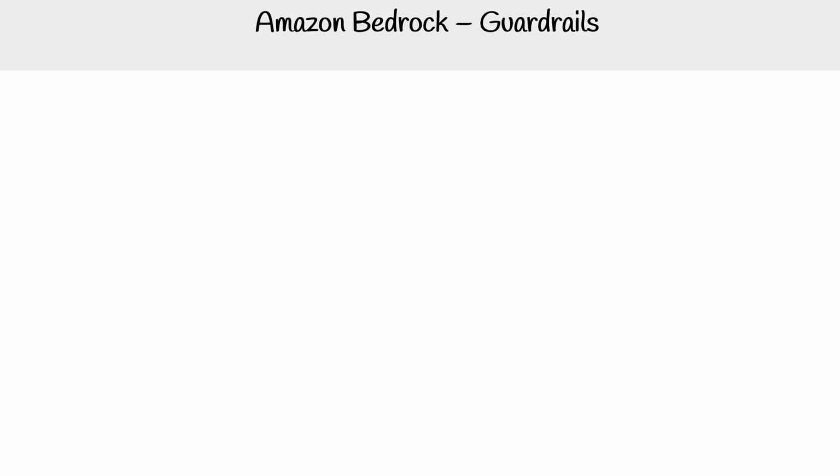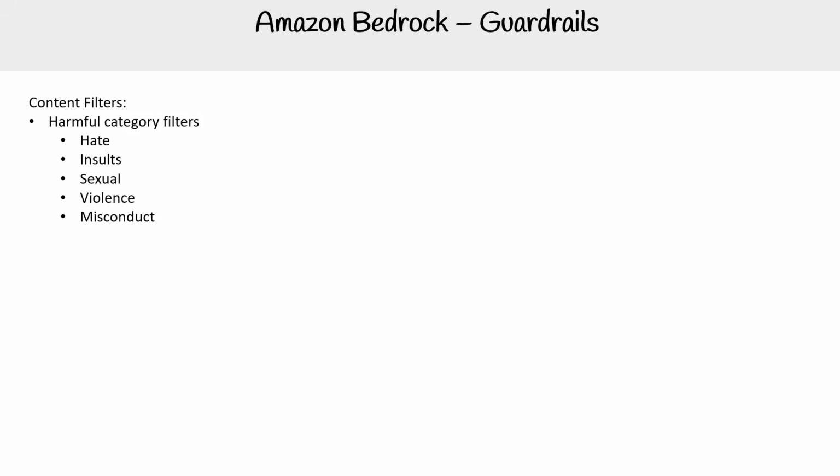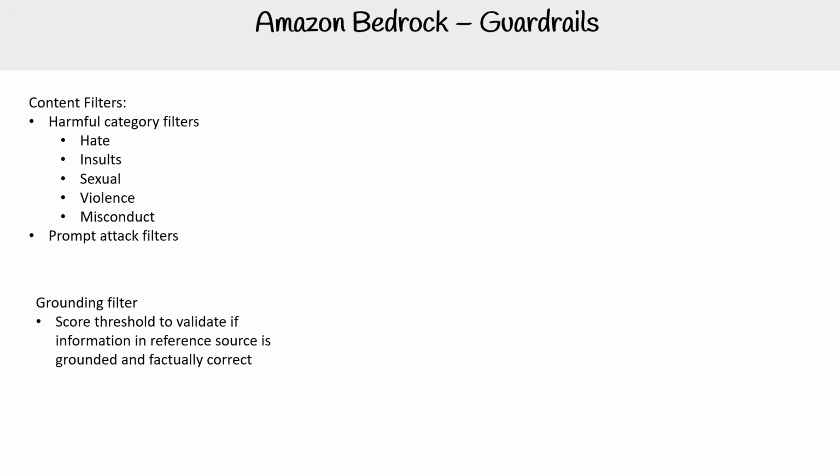So what kind of guardrails can we put in here? Well, we have content filters, based on harmful category filters from 0 to 5 or something. You have prompt attack filters, for people trying to do injection or break into the logic of your LLM to make it do things it shouldn't do. We have grounding filters, a score threshold to validate if information in a reference source is grounded and factually correct, so you'd have to provide a reference source. We have relevance filters, to validate if the model's responses are relevant to the user's queries.